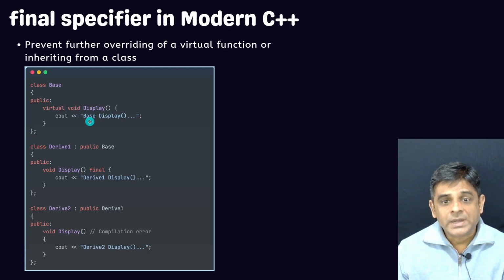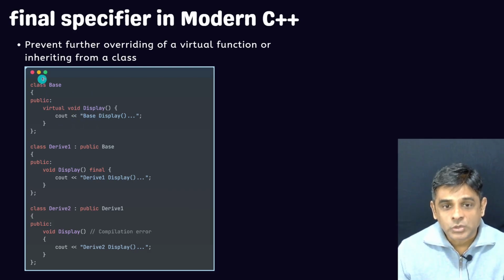In this code snippet I am trying to prevent just a virtual method. Consider this code snippet: in the base class we have virtual void display. Now we have a derived class here.